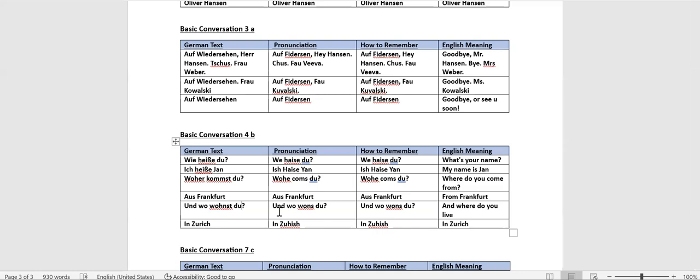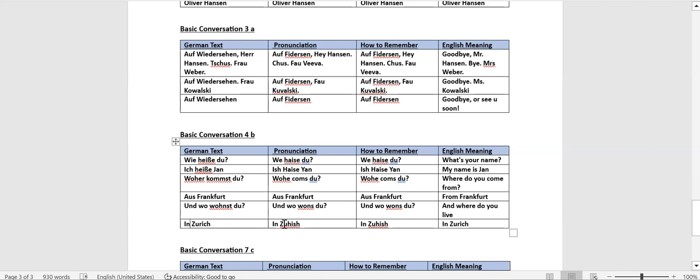Und wo wohnst du? What does this mean? And where do you live? How to pronounce this? Und wo wohnst du? Und wo wohnst du means, where do you live? Und means and. Wo means where. Wohnst du? Where do you live?